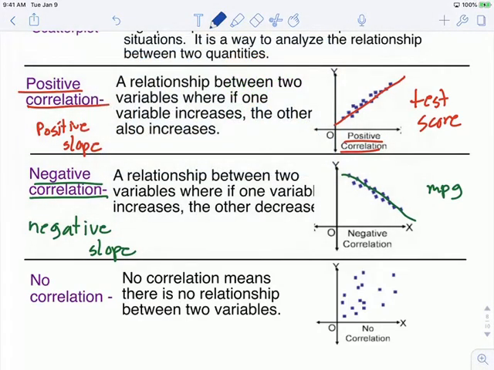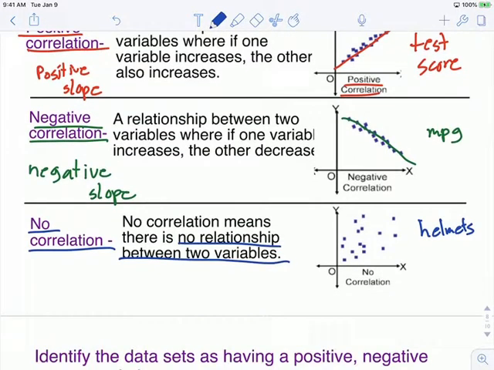And then our last example here was no correlation. This was our helmets, where we couldn't really see any sort of a pattern. It was just kind of this big blob of stuff. So when we have no correlation, that means there's no relationship between the two variables. Just like we saw, if we spent a bunch of money, it didn't necessarily mean we got a really quality bike helmet. If we spent almost no money, we could still get a good bike helmet. So they seem to have no sort of relationship.